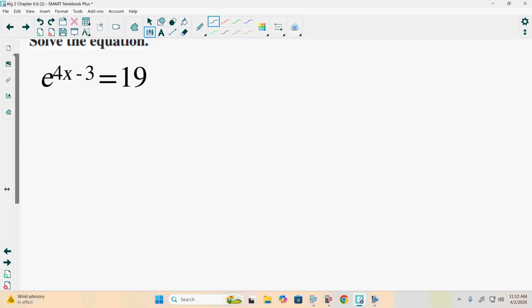Yeah, because here we just apply the natural log to both sides, add 3, divide by 4, and get that x is equal to the natural log of 19 plus 3 all over 4.